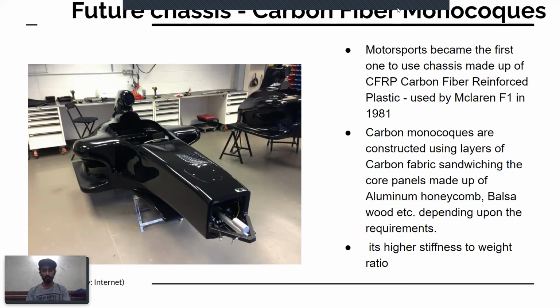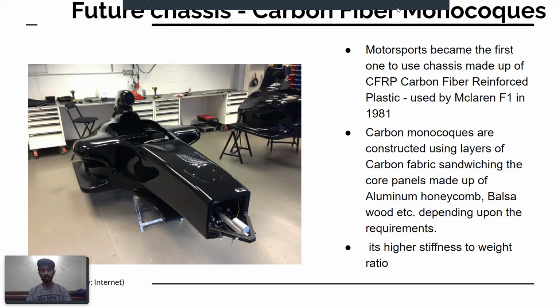Coming to the future of the chassis, composite materials being widely used in aerospace applications are now making their way into the automotive industry. Motorsport became the first to use a chassis made of CFRP, that is, carbon fiber reinforced plastic. It was first used by McLaren F1 in 1981. Carbon monocoques are constructed using layers of carbon fabric, sandwiching core panels made up of aluminum honeycomb, balsa wood, etc., depending upon the requirements.